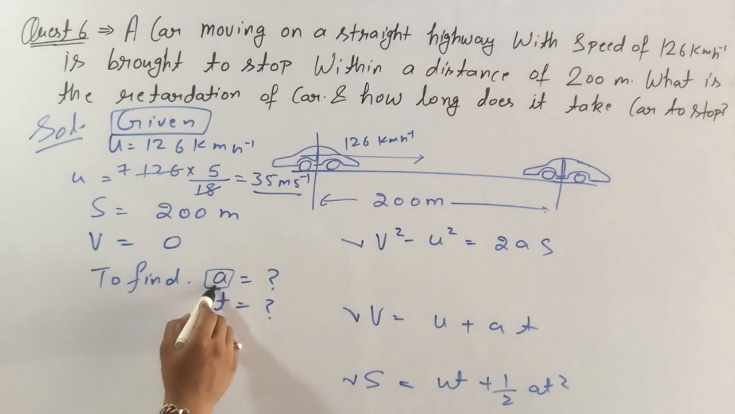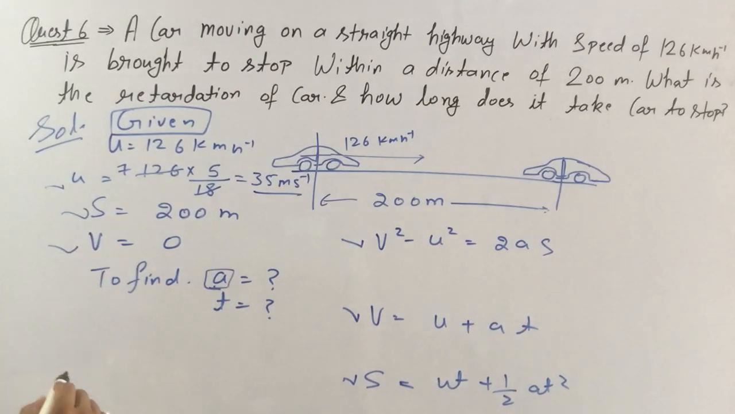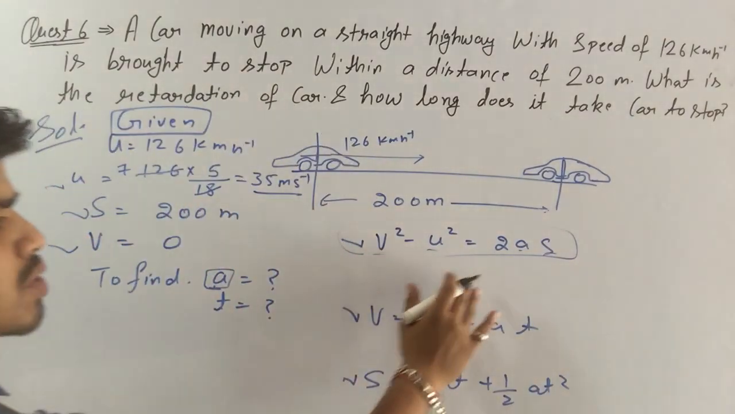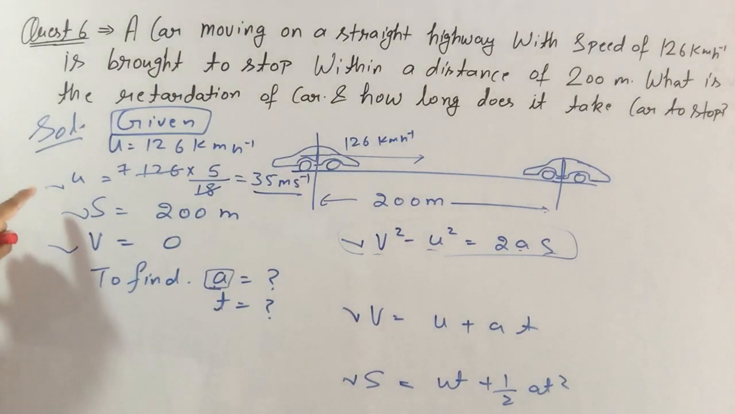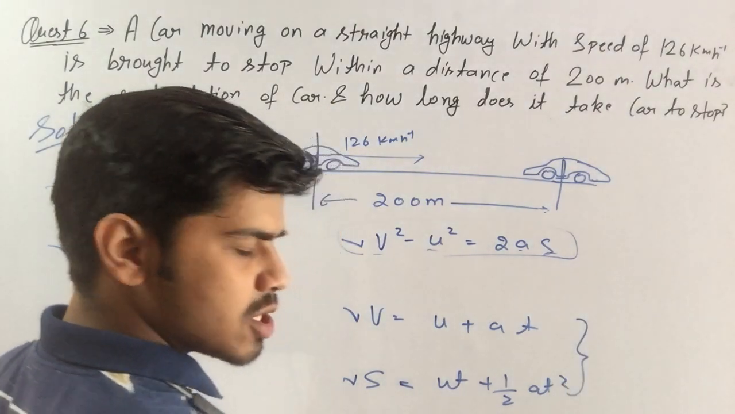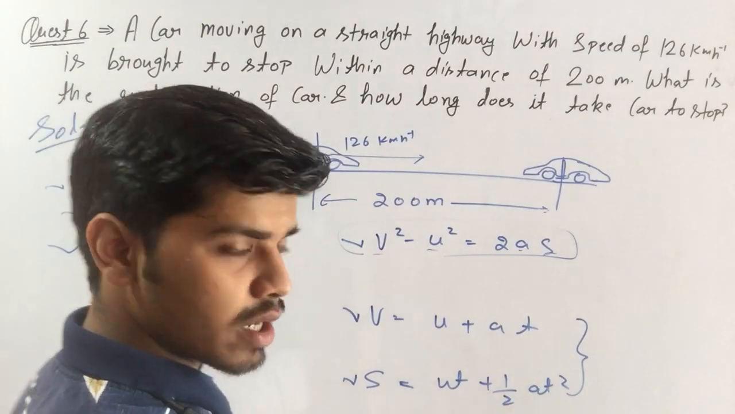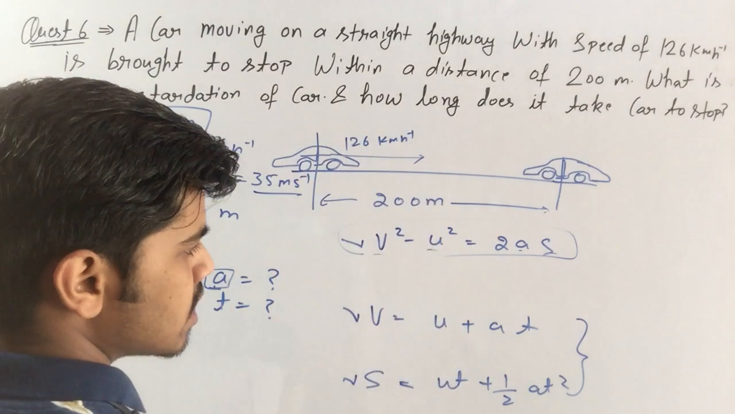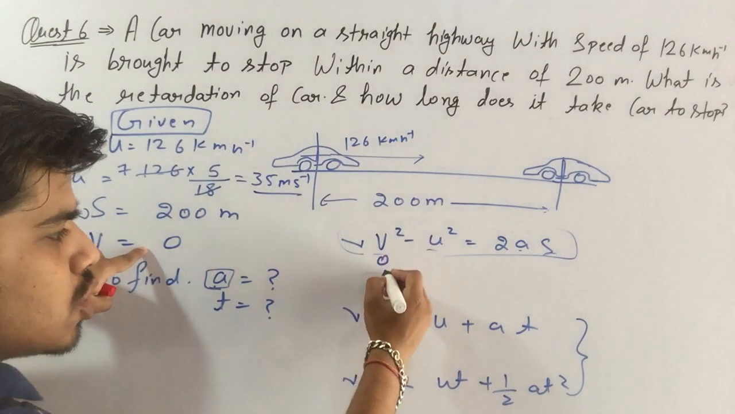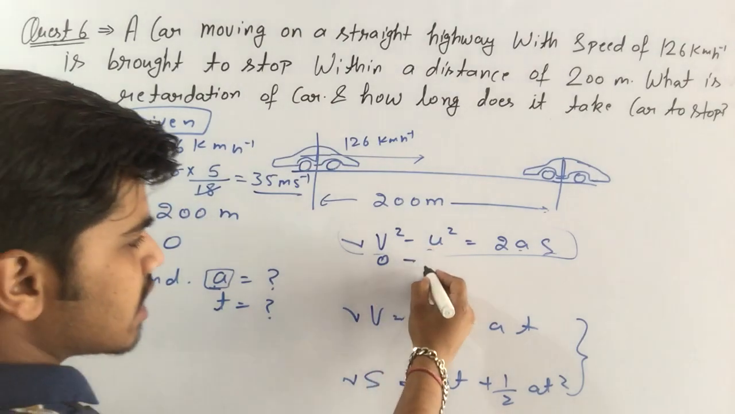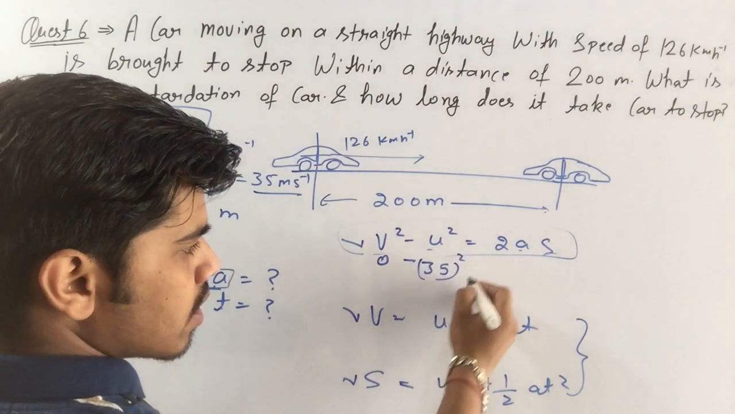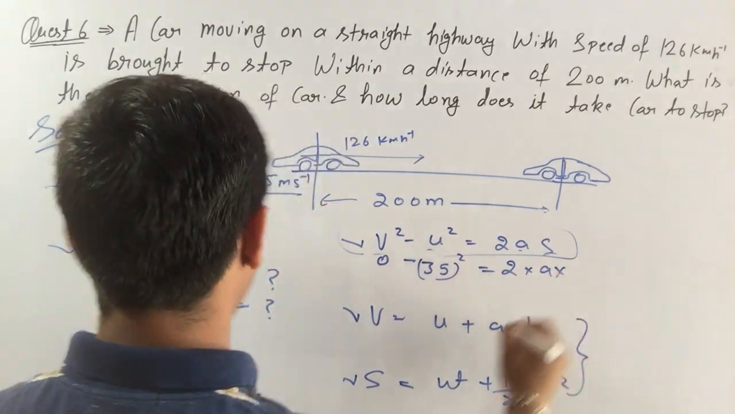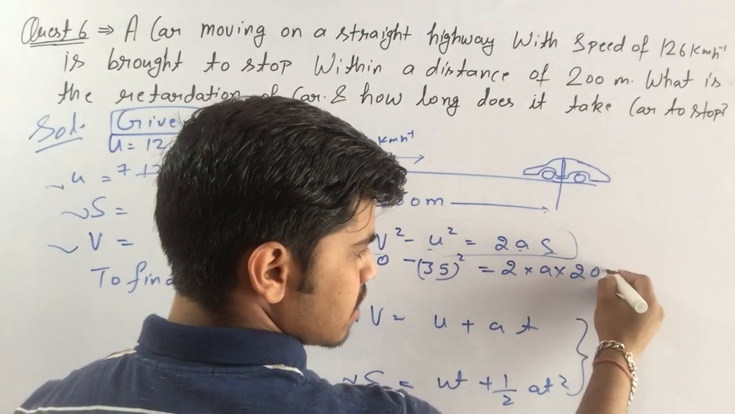So first of all we have to find the acceleration, and we are given u, s and v, so the first equation is perfect for this situation. Why are these two equations not perfect? Because these two have time and we are not given the time of this process. So v square, the final velocity 0, minus u square, 35 square, is equal to 2as, 2 into a, acceleration we have to find, and s is 200 meters.